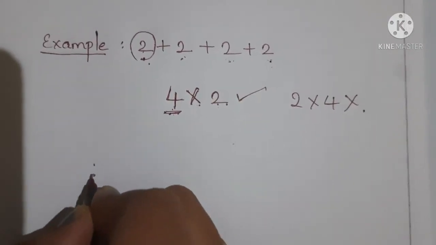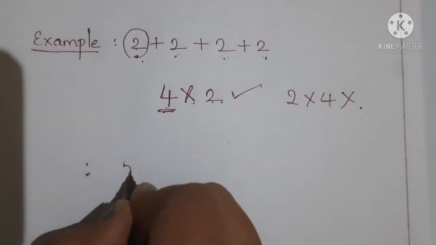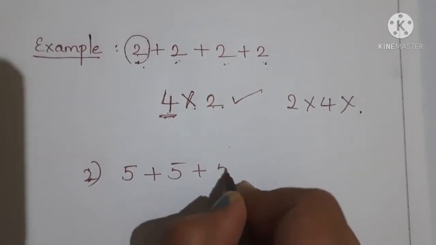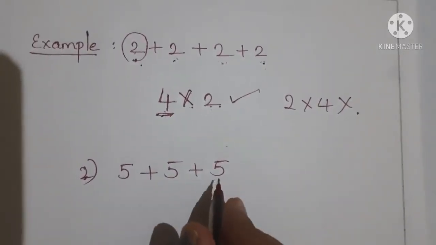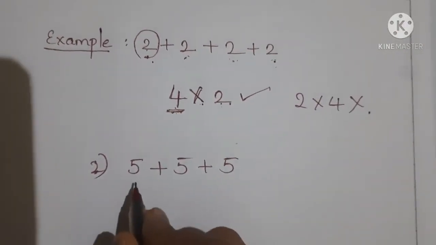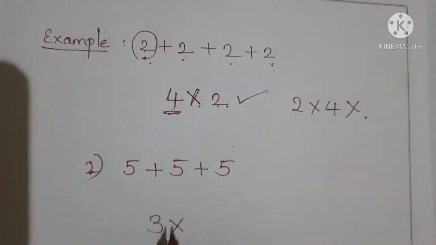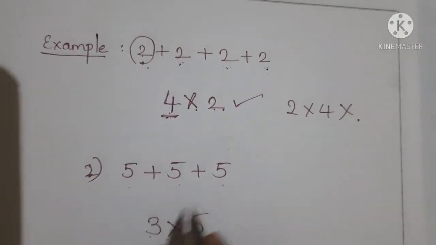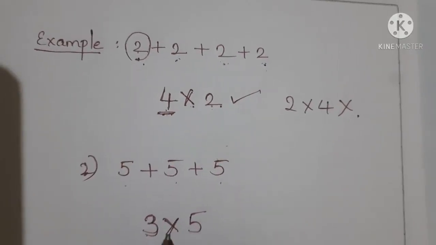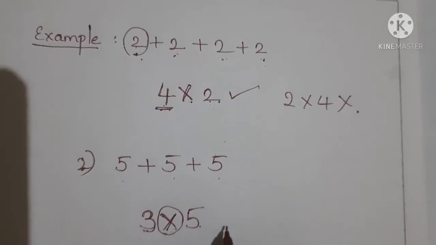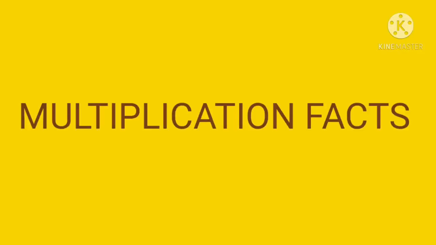Let us take one more example. I am adding number 5 three times. That is 5 plus 5 plus 5. How are we going to write it using the multiplication sign? We are going to write it as 3 times. Which number is repeating? 5. 3 times, 1, 2, 3. 3 times 5. Yes, this is the sign of multiplication. So, 3 times 5.